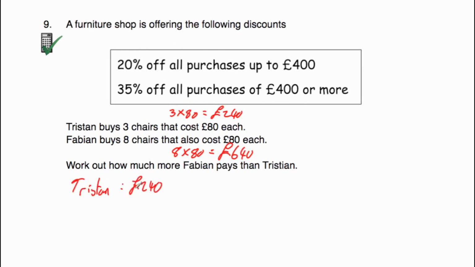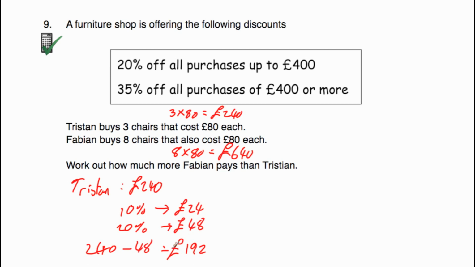It would normally cost him £240, but he gets a discount of 20% off. So let's get 20%. I'm going to get 10% and then double it. So 10% would be equal to £24 by dividing by 10. So 20% would be double that, which would be £48. So Tristan saves £48. So if we do 240 minus 48, that's equal to £192. So Tristan spends £192 in the shop, whereas Fabian, if he spent the normal prices, he would spend £640, but we're going to find 35% of it and then take that away.